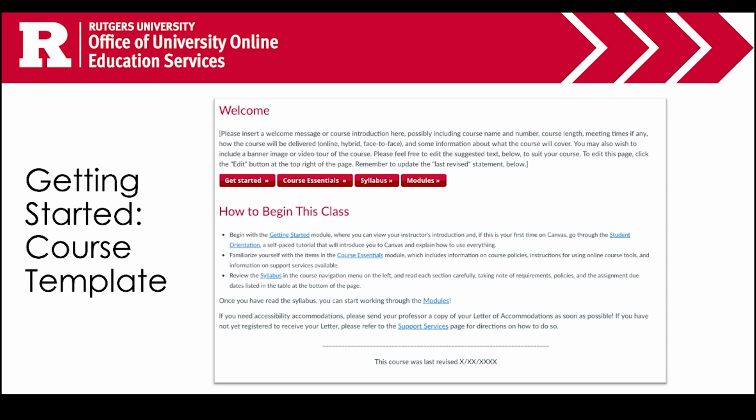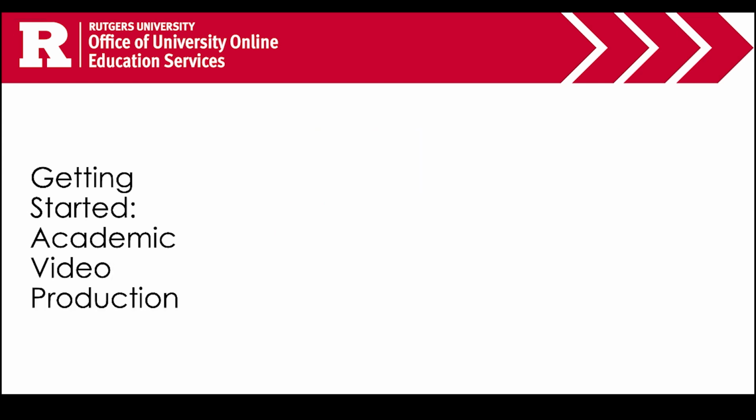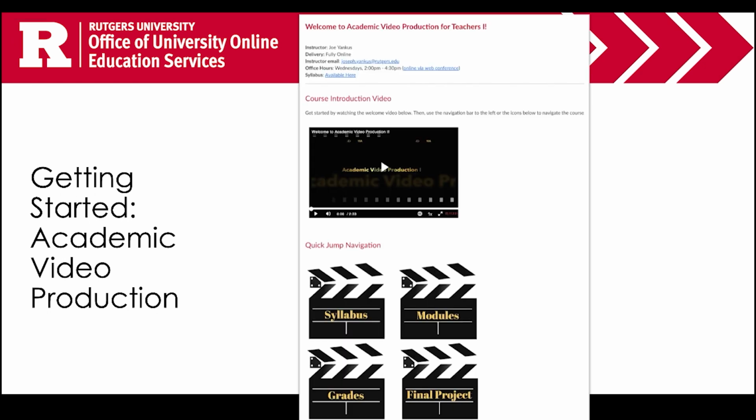These 4 elements are broken down further under the heading, How to Begin This Class, in case students need further directions. This covers getting started pretty thoroughly, but it is rather static. Let's look at another example from our academic video production course, one of the courses in our certificate program for online teaching. It has a much more dynamic welcome and orientation in the form of a video tour of the course. It introduces the professor and it shows where everything is.